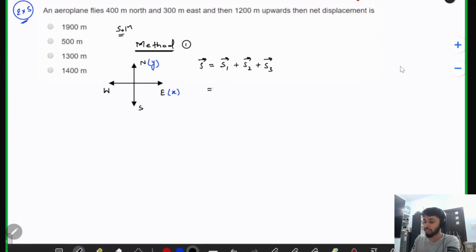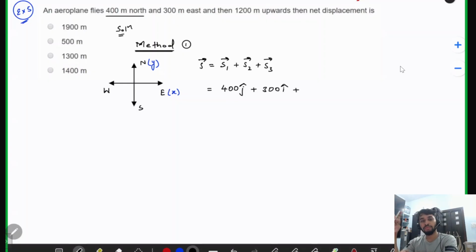So S1 bar. First it moves 400-meter north. So 400-meter north means along y-axis, right? So I can write S1 bar as 400 j cap, because north is along positive y-axis. That's how we have taken. And S2 bar. Next, it moves 300-meter east. So 300-meter east, that is towards right. So that can be taken as i cap. East is along x-axis. So S2 bar can be written as 300 i cap.